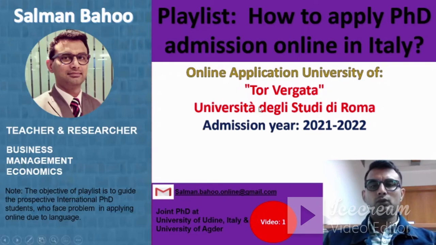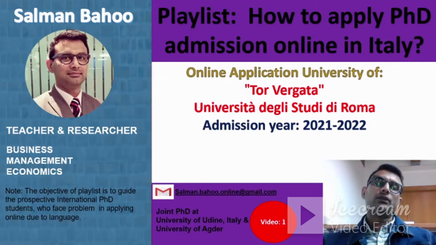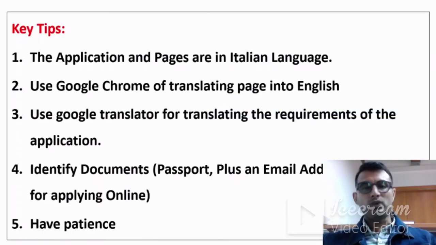Today we are going to see one university. Its name is Tor Vergata, Università degli Studi di Roma. Let's see the call of this university and how we can manage it. Before going to the specific call of this university, I want to give you the key tips which are very important when you are applying for a PhD scholarship.